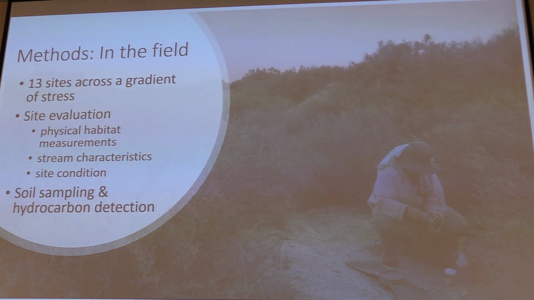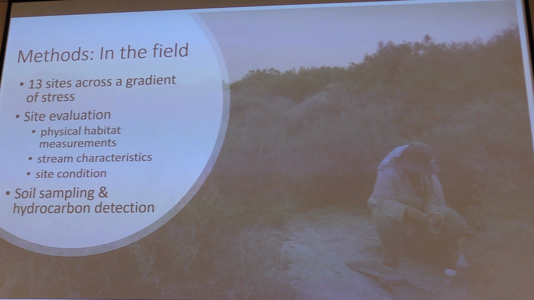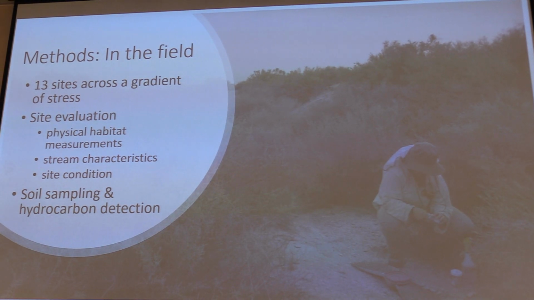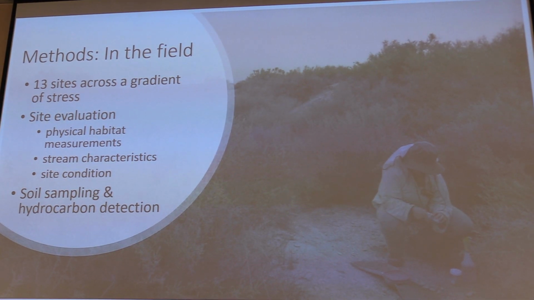So for our project, we had 13 sites that we chose non-randomly across a gradient of stress from oil fields. In order to evaluate these sites, it's very similar to SWAMP methods, where we took physical habitat measurements, stream characteristics, and site condition. In this case, we would take the previous wetted width of what would normally be a wetted width for the stream. We would take slope measurements. For stream characteristics, we would take things like pool sequences. And for site condition, we would look at natural and other disturbances such as light poles or paved roads that might be going through that aren't necessarily associated with the oil fields.